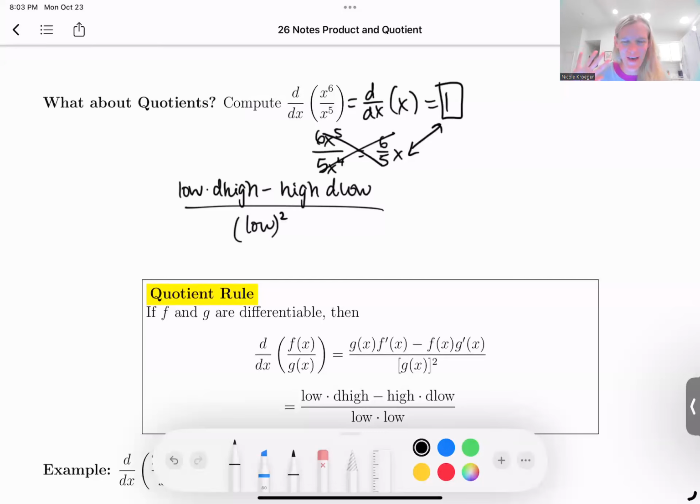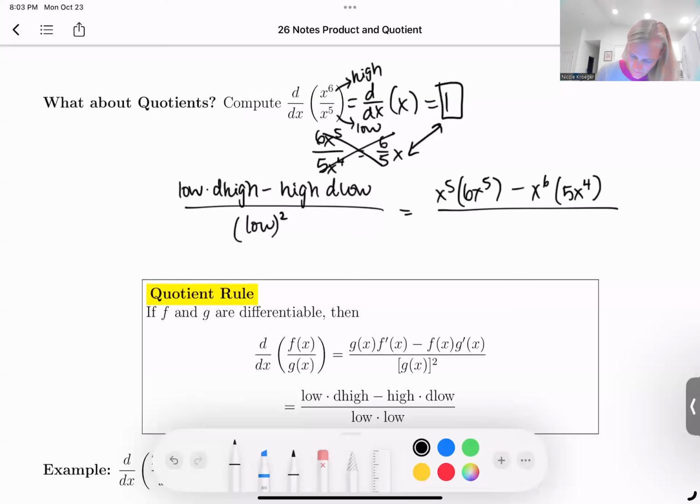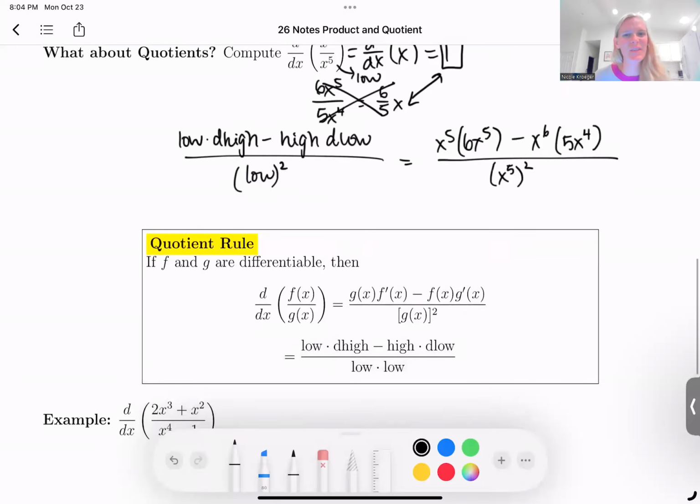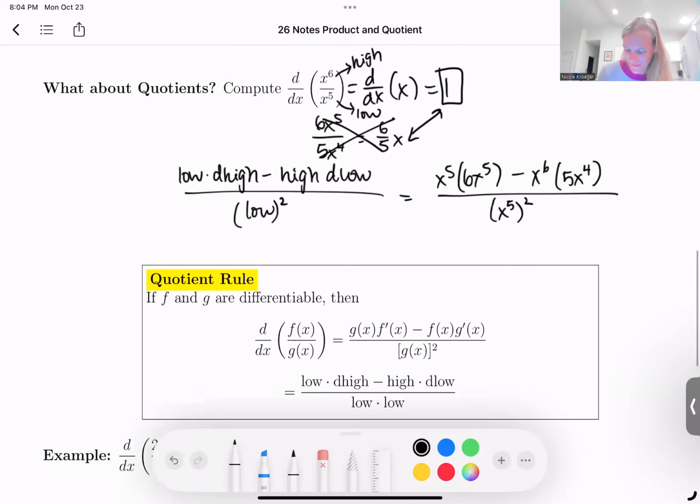So my low is x to the 5th. My d high is the derivative of the top. So that's 6x to the 5th. Minus high, that's just my x to the 6th. D low is the derivative of x to the 5th, so 5x to the 4th, and my low squared is x to the 5th squared. Okay, so this is the quotient rule. Let's hope that that simplifies to give us 1, because we claim that it should be 1. So let's see what we get here.